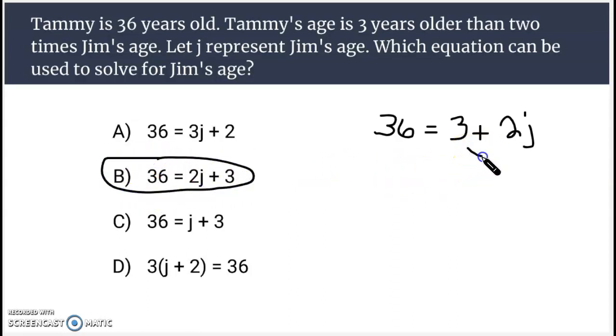Notice the 3 and the 2J were just flipped around. That doesn't matter. The commutative property of addition says we can do that. B is the best one to fit here. We don't actually have to solve it. If we did, we would just simply subtract 3 and divide by 2.